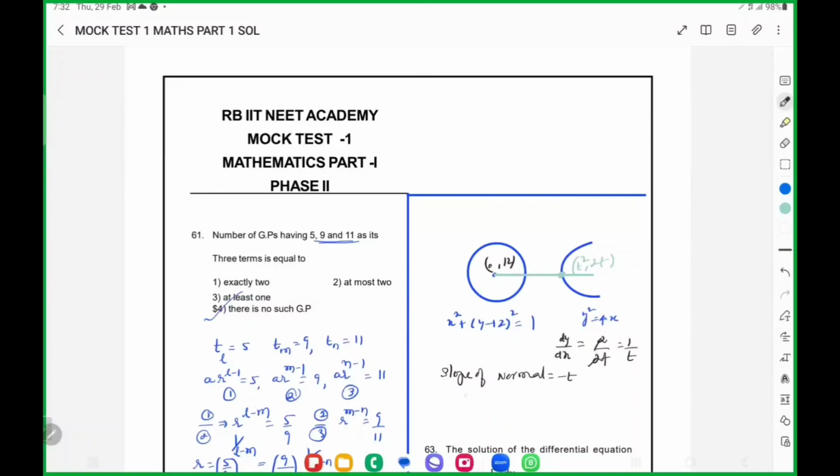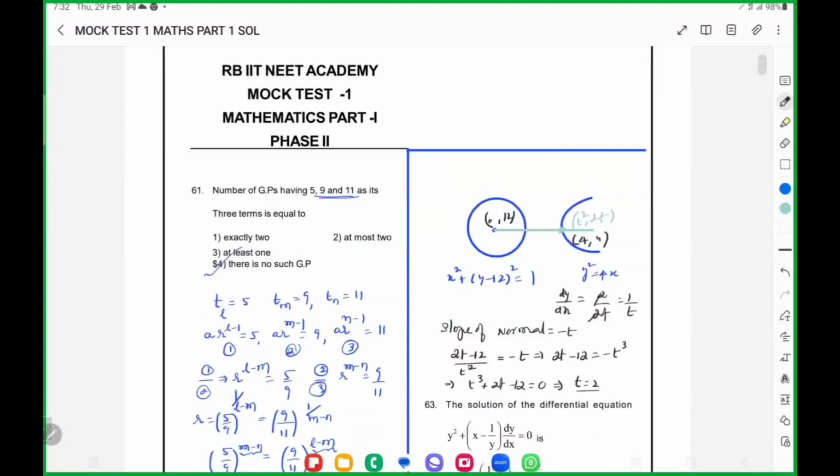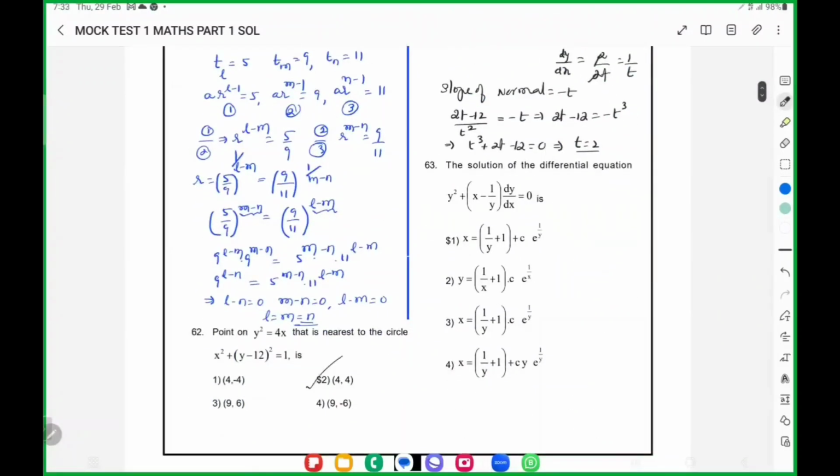So that is 2t minus 12 by t square is minus t. So 2t minus 12 is minus t cube. So t cube plus 2t minus 12 equals 0. So the value of t is 2, since 8 plus 4 minus 12 is 0. The point here is 4, comma 4.